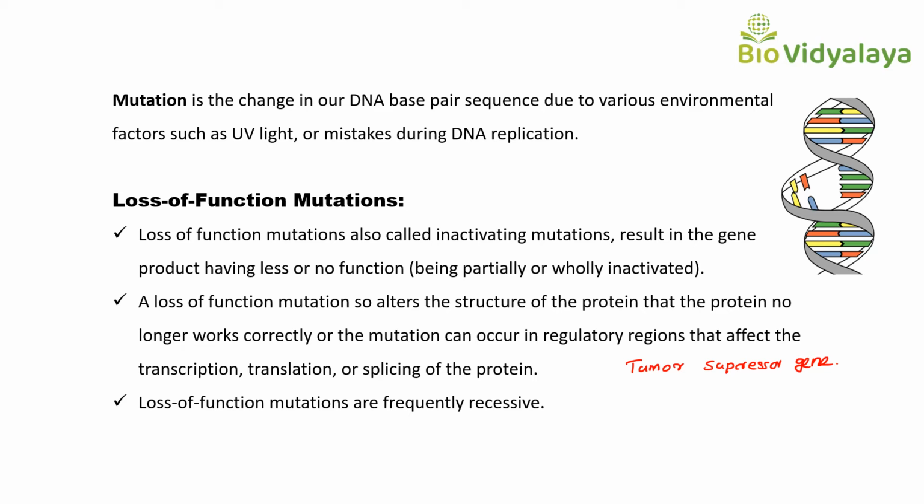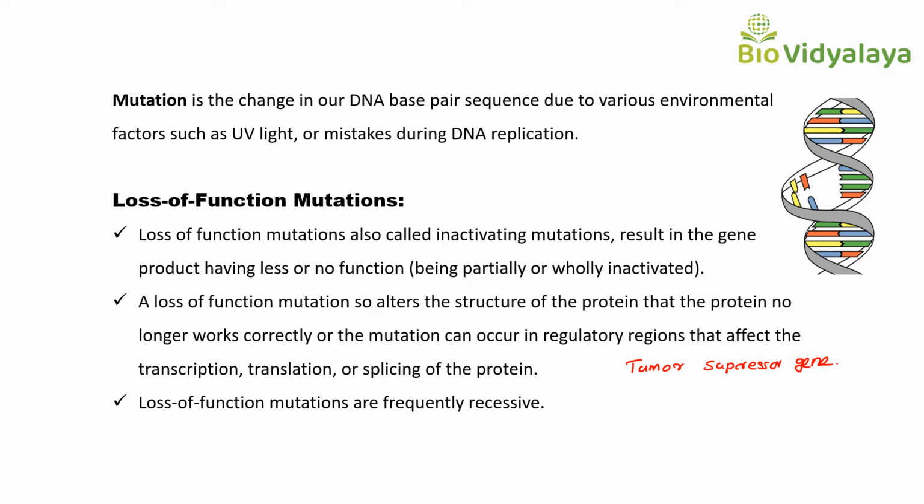So, loss of function mutation can lead to loss of activity of this gene and allow cancer to occur. If this tumor suppressor gene is not working properly, if it loses its function, what will happen? Cell cycle will not be controlled. So, over proliferation of the cell cycle will occur. Survival of the cell will occur. So, cancer will form.